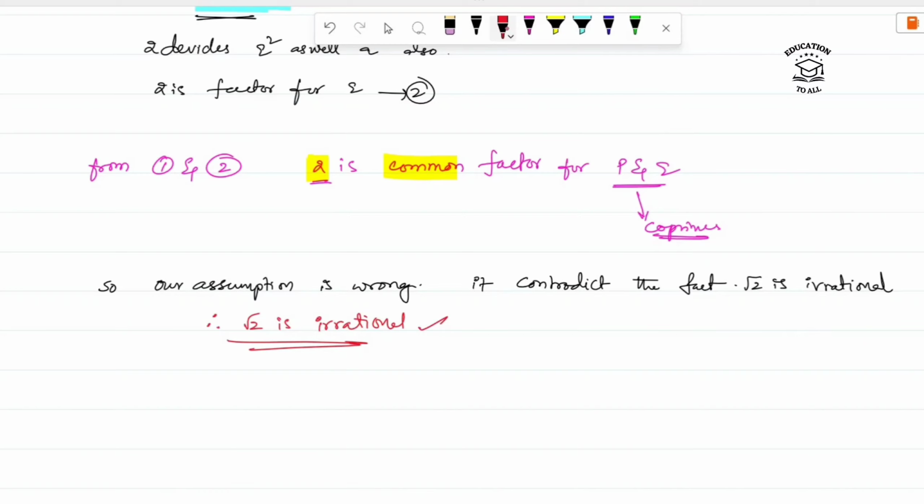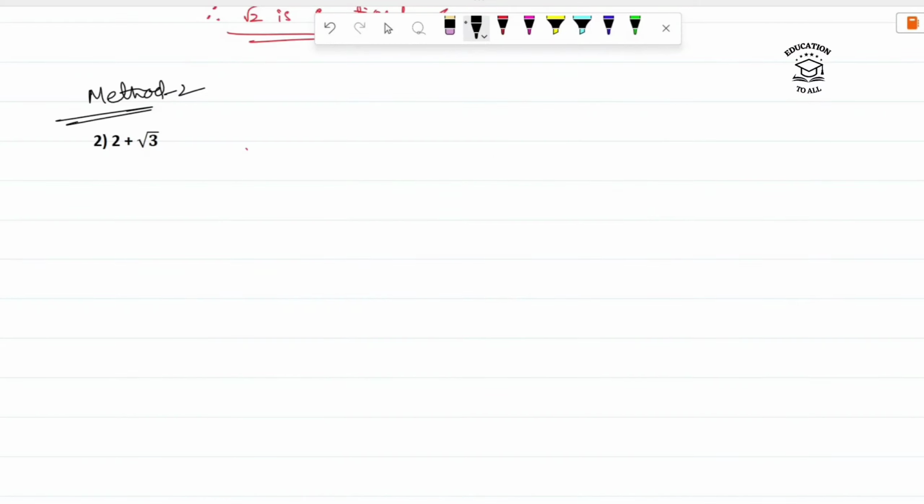I hope you understand. Now we try to prove 2 plus root 3 is an irrational number by using method 2. So method 2 is very simple when compared to method 1. Assume the given number 2 plus root 3 is rational. If it is rational, it can be replaced by p by q. So 2 plus root 3 is equal to p by q.